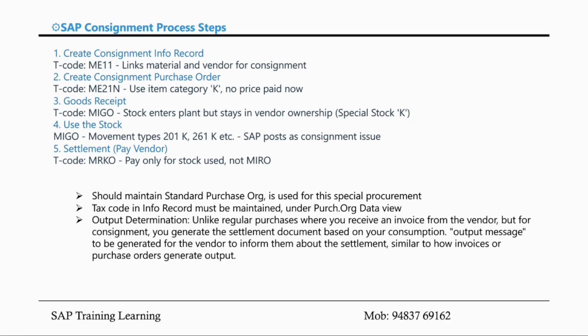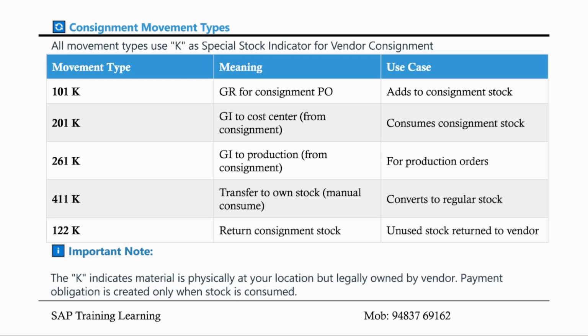Okay. Now let's go and see. Just recall. You will take the goods with the movement type 101K and that will become consignment stock. And once your consignment stock is in your warehouse, you start using the consignment stock, right? One way is 411K, where you convert that consignment stock to your regular stock. It will become your own stock.